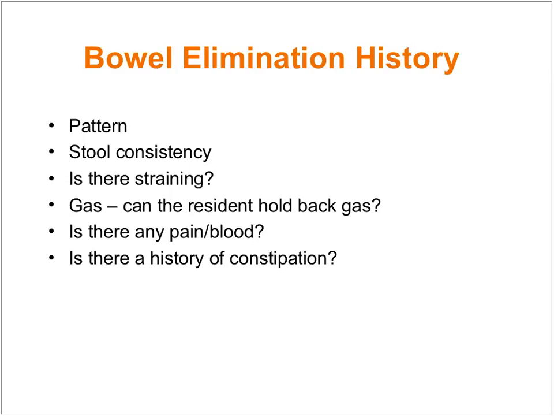We also take a detailed bowel elimination history. There's a second level bowel assessment as well in our handbook with detail, but for urinary incontinence, we do look at some bowel elimination information: their normal pattern, their stool consistency, are they straining, do they have pellet-like stools, do they have a problem with hemorrhoids, are they able to differentiate between gas and stool, are they able to postpone having a bowel movement till they get to the toilet, is there any pain or blood, is there a history of constipation or chronic laxative use.